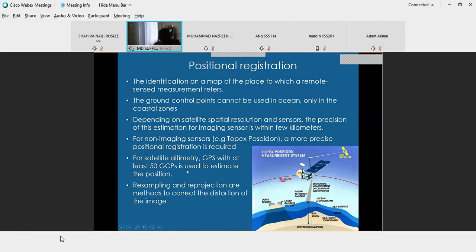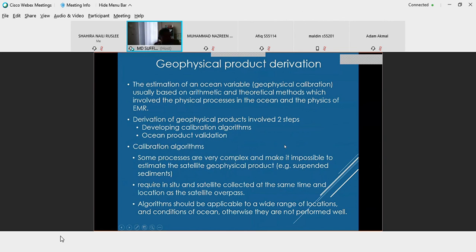For satellite telemetry, GPS with at least 50 ground control points is used to estimate position. Resampling and reprojection are methods to correct the distortion of the image. And then geophysical product derivation, that makes 55. I think I'll stop here first. I thought you would get to 6.